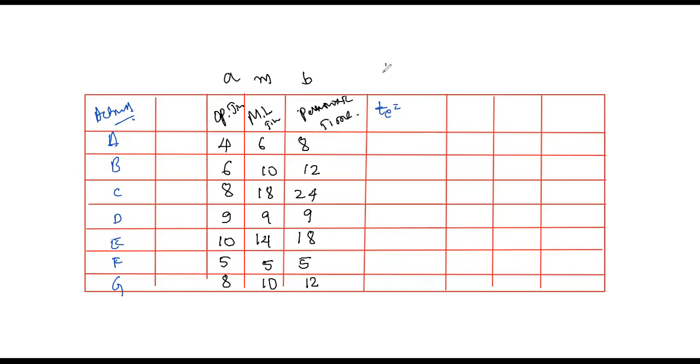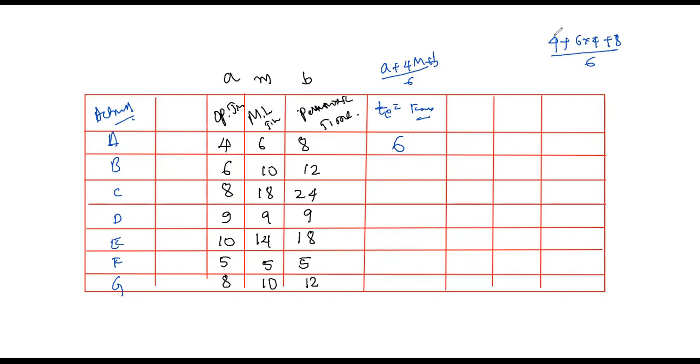We know the formula, right? (a plus 4m plus b) divided by 6. This is the formula we need to use to calculate the expected time. Here, the first one: a is 4, m is 6, b is 8. So 4 plus 4 into 6 plus 8, divided by 6. What is the value? 24 plus 4 plus 8 is 36. 36 by 6 is 6. Like this, we need to simplify.